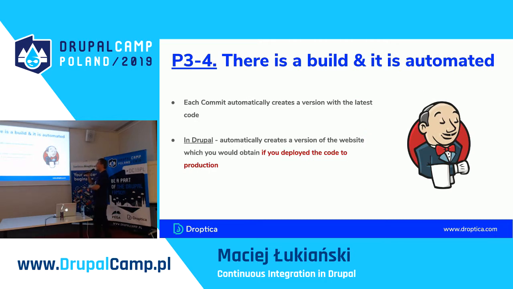Okay, so principles number 3 and 4: there is a build and it is automated. It says that each commit automatically creates a version with the latest code. And in Drupal, in our opinion, it means that there's an automated way to create a version of the website which you would obtain if you committed the main branch to production.